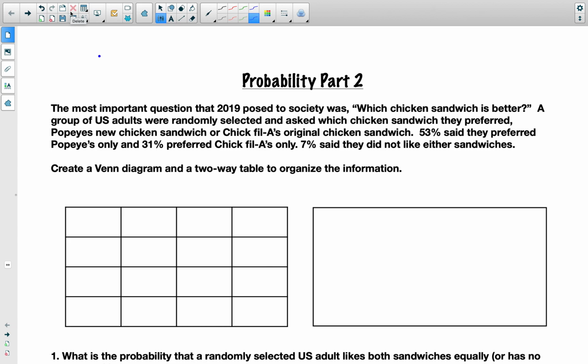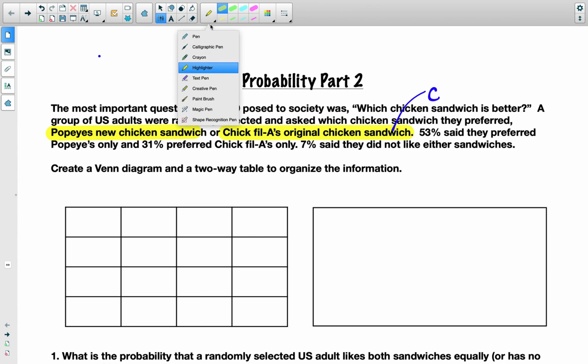Now what we have here is two variables: whether or not the Chick-fil-A sandwich is preferred, and whether or not Popeyes is preferred. For Chick-fil-A, the preference of that, we'll call that event C. And the Popeyes chicken sandwich is going to be event P.